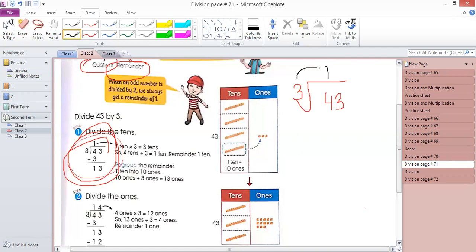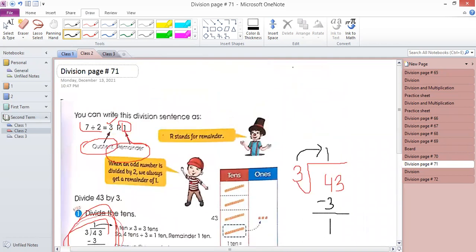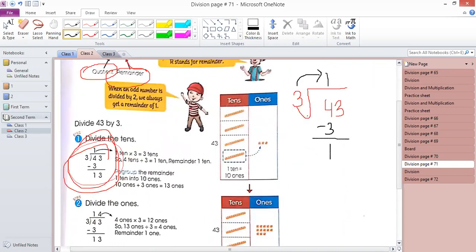Now you will multiply this 3 by 1. 3 ones are 3 and write it down below the 4. The next step is to multiply and write it below the number. Then subtract. 4 minus 3 is equal to 1. So 4 divided by 3 is equal to 1, remainder 1.